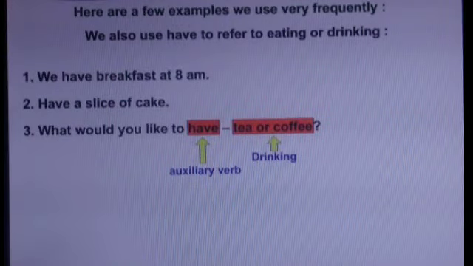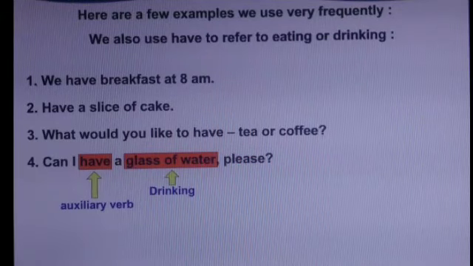Third example, what would you like to have, tea or coffee? Again, have is an auxiliary verb, and tea or coffee represents drinking as an action. The fourth example, can I have a glass of water please? Have is an auxiliary verb, and glass of water refers to drinking activity.